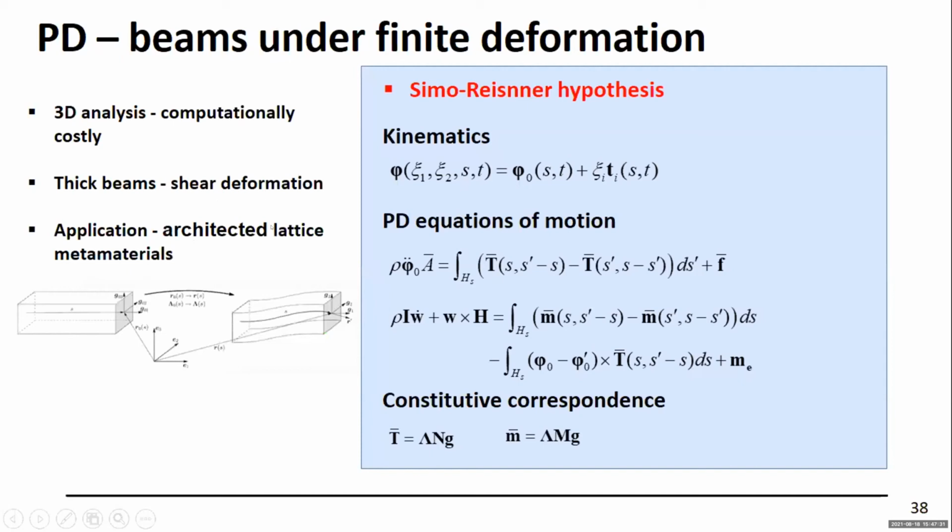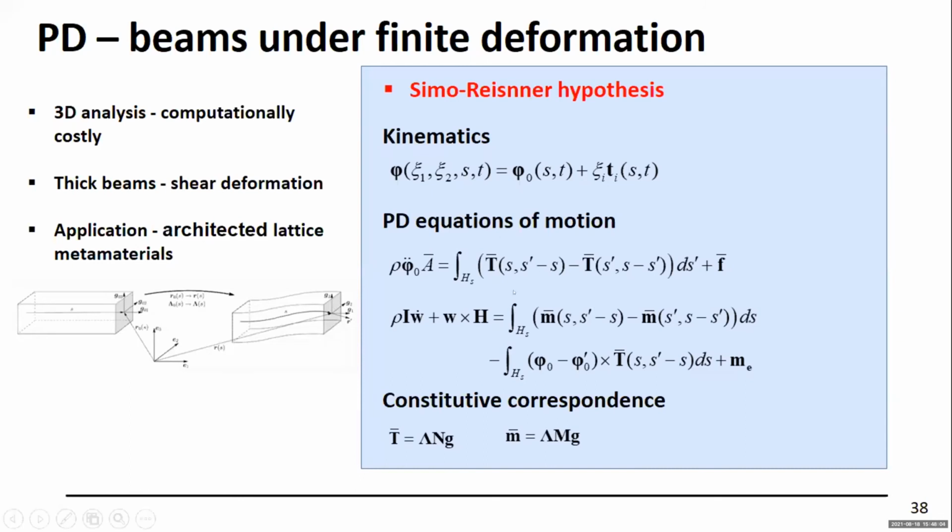now that we have a good handle on non-ordinary state-based peridynamics imposing boundary conditions, we looked at, okay, what happens if you have beams under finite deformation? So our goal is to look at some architected lattice metamaterials. That's the goal here. And we decided to use Simo-Reissner hypotheses where you have finite strain. Okay, and that's our kinematics. So these are the unit vectors associated with the plane of the cross-section, and basically this is the vector that defines the centroid of each plane on the cross-section.